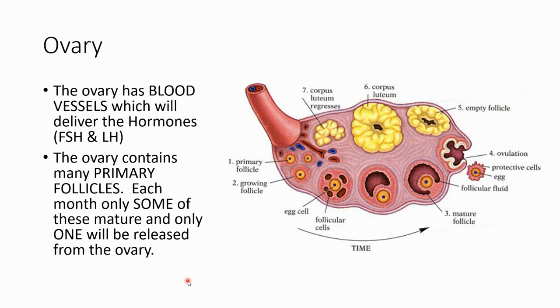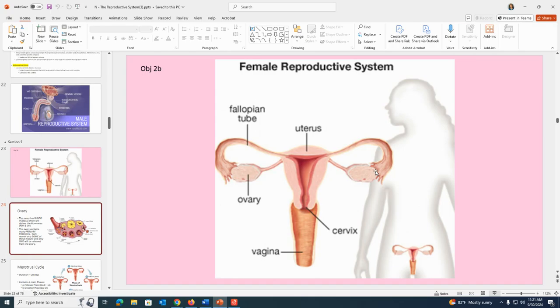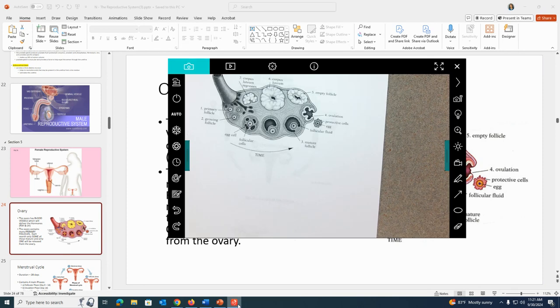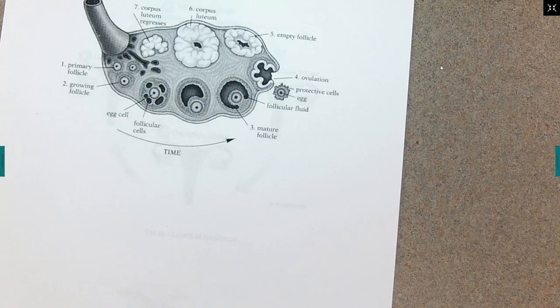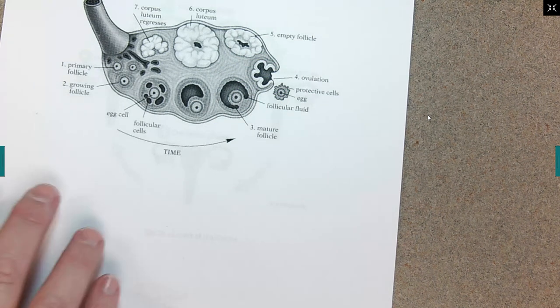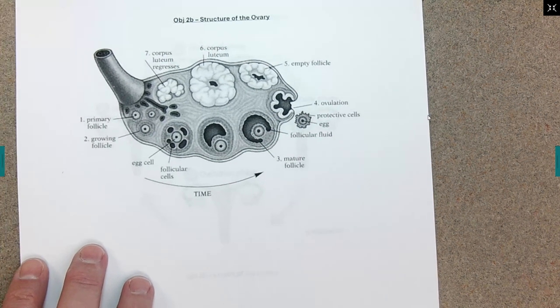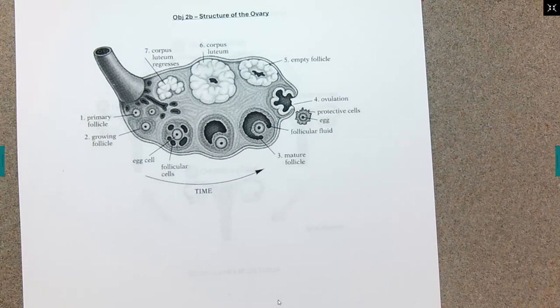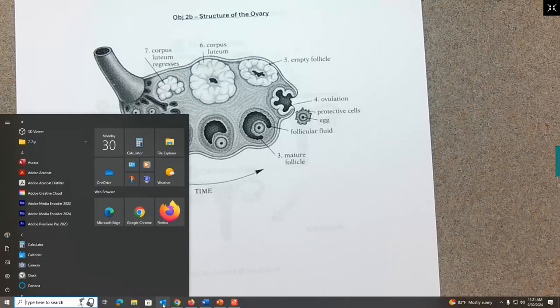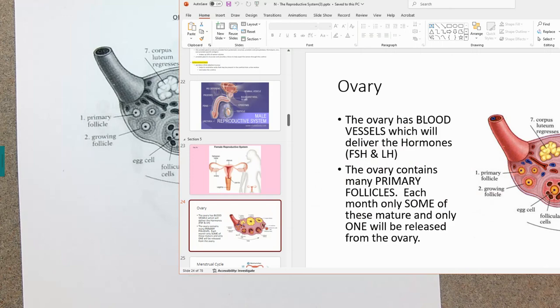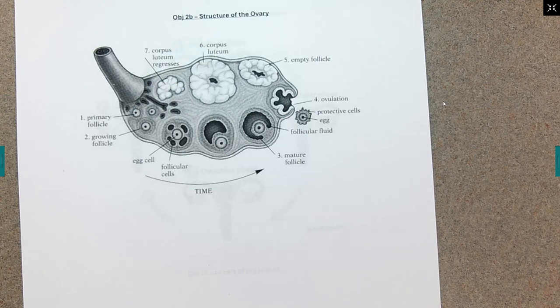We're going to take a look at the structure of the ovary. So I want you to go ahead and get out your handouts. I'm going to close this off real quick and we're going to look at the structure of the ovary. I'm going to flip this and move this over so that way you guys don't have to worry about seeing that.